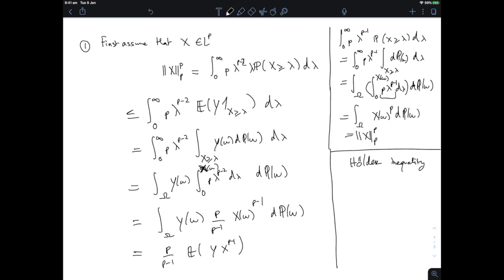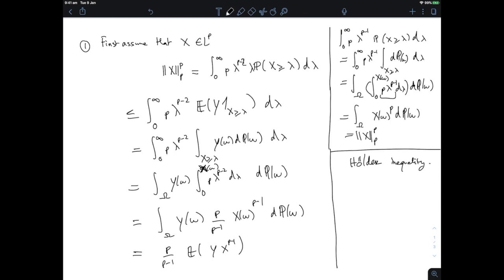If you haven't seen that, don't worry about it. We will deal mostly with p equal 2 in this course, and therefore we will only use the Cauchy-Schwarz inequality. But for those of you who know L^p spaces a bit more generally, why not do it in this way?